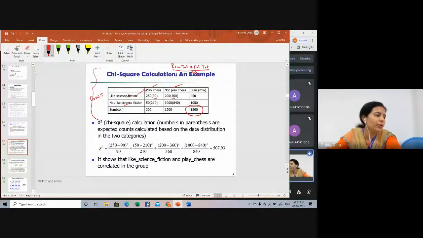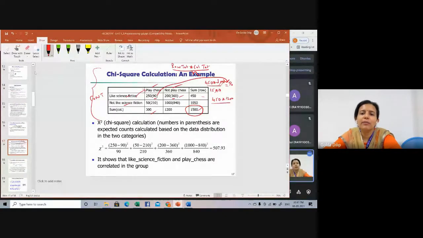For example, for any row, let's say the row total is 450 into the column total, 300, divided by the total number of observations, 1500. How much do you get? It comes to 90. That's how you get the 90. Same way, how do you get 360? Row total into column total: 450 into the column, 1200, divided by 1500. That will give you 360.